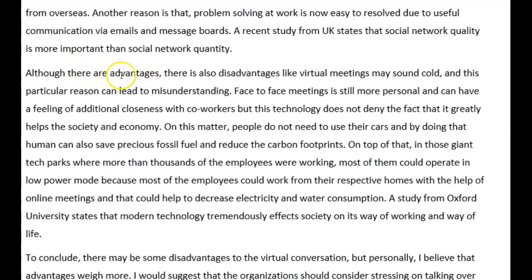Although there are advantages, there are also disadvantages, like virtual meetings may sound cold, and this particular reason can lead to misunderstanding. Face-to-face meetings are still more personal. It can have a feeling of additional closeness with coworkers, but this technology does not deny the fact that it greatly helps the society and economy.